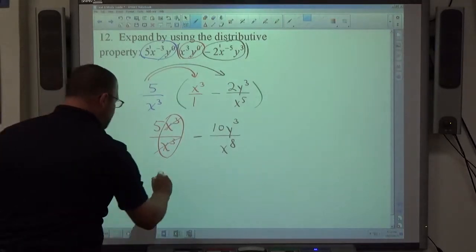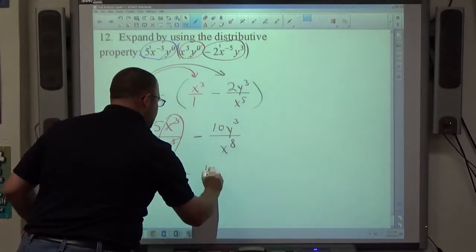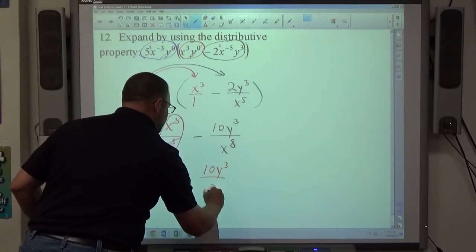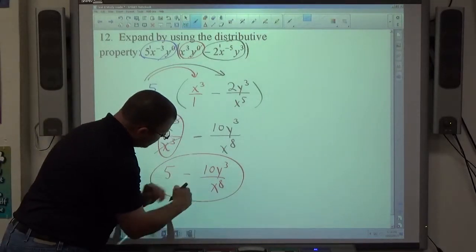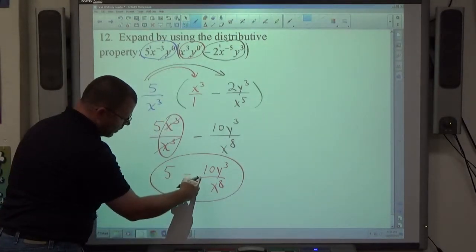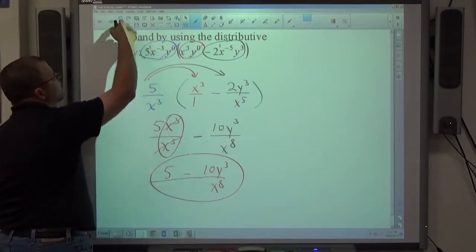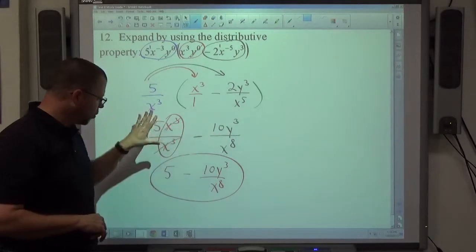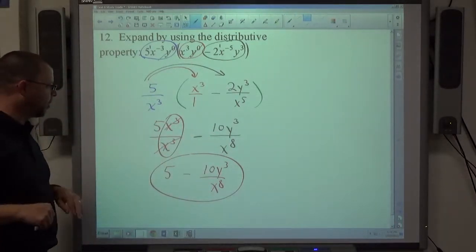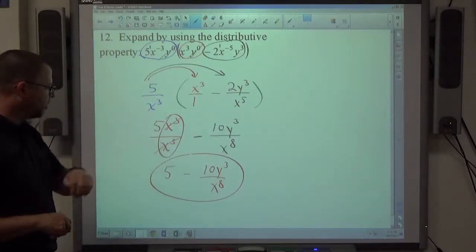In this case, there's a 5 left over, so 5 minus 10y cubed over x to the 8th. Notice this fraction ends here. Okay, so we don't extend this fraction, we're all the way across like that. I've seen people trying to do that a little bit. Term 1, term 2. Term 2 is a fraction, term 1 isn't, so make sure that it keeps separated. Non-fraction minus fraction in this case.